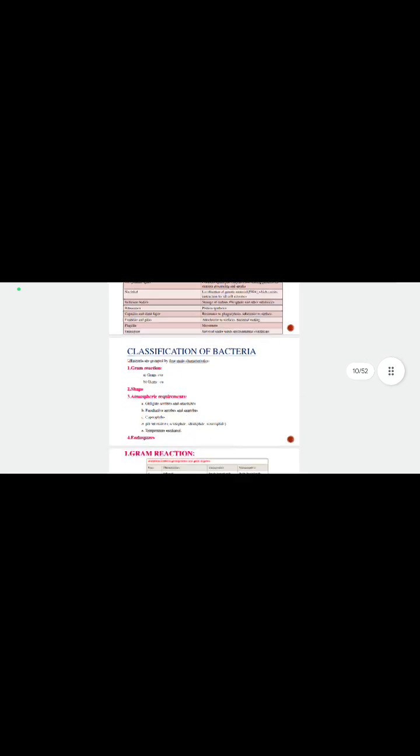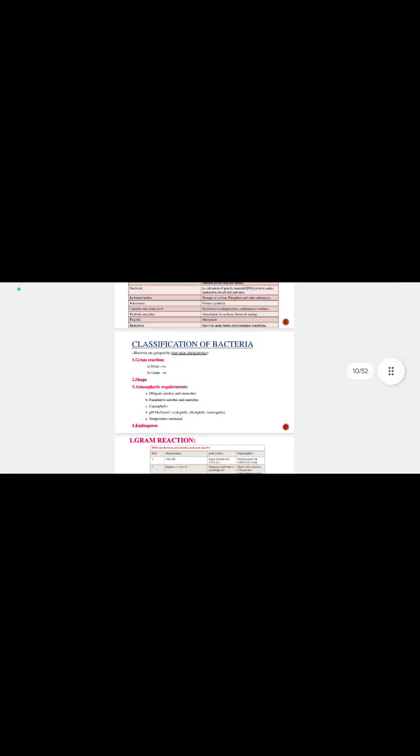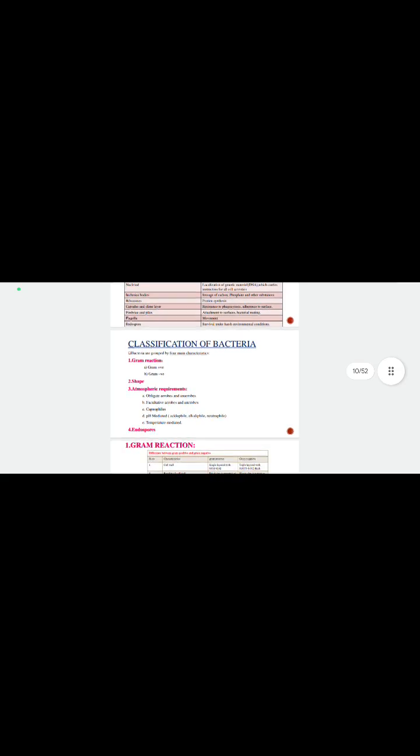Next, we move to the classification of bacteria. Bacteria are grouped by four main characteristics. The first one is gram reaction, gram positive and gram negative. Then shape. The third one is atmospheric requirements, and the fourth one is endospores. The first one, gram reaction, is gram positive and gram negative.